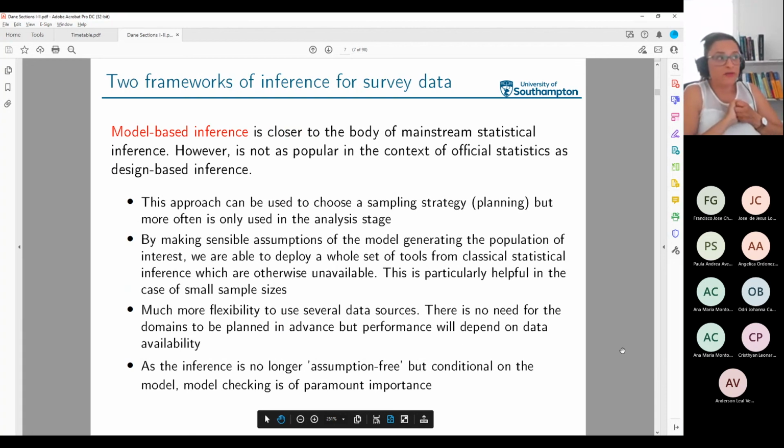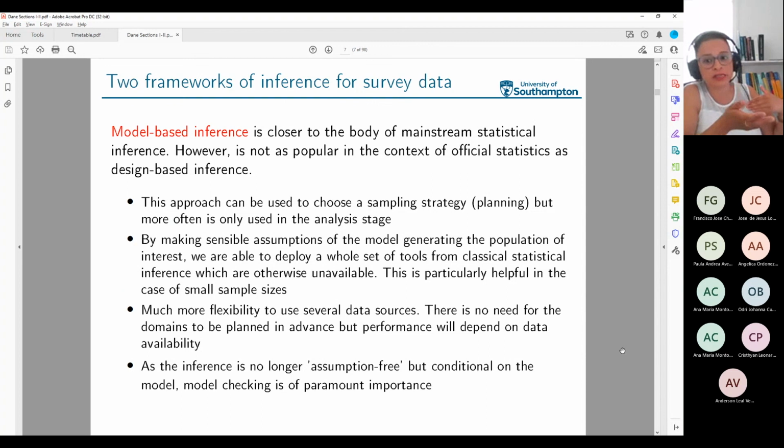Now, what about model-based inference? Model-based inference is much closer to the body of mainstream statistical inference. However, it is not as popular as design-based inference in the context of official statistics. Why? As I was mentioning, because it makes assumptions, and sometimes we're uncomfortable making those assumptions. And in survey sampling, you can find discussions about model-based versus design-based that go back to the 1950s, Royall, Fred Smith, a very, very long time. This discussion has been open for at least 50, 60, 70 years now.